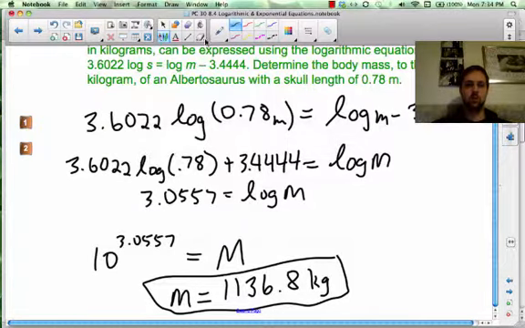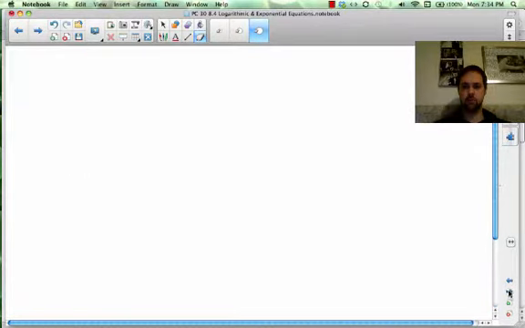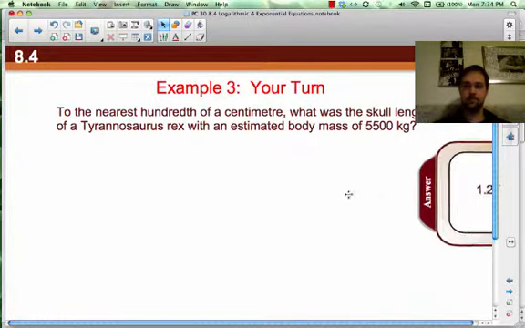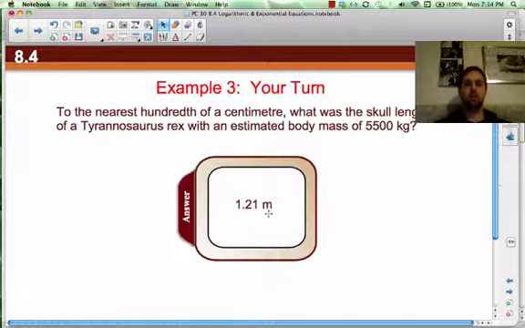We're going to stop there for today, and I will give you the opportunity to do these next. This next your turn, so try this one using the same function, and when you come back, I'll have the answers ready for you. So here's the answer. 1.21 meters should be the skull length of that Tyrannosaurus Rex, and I will see you in class tomorrow. Good night.